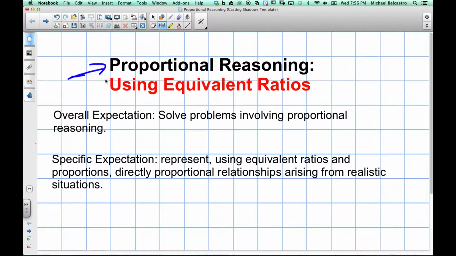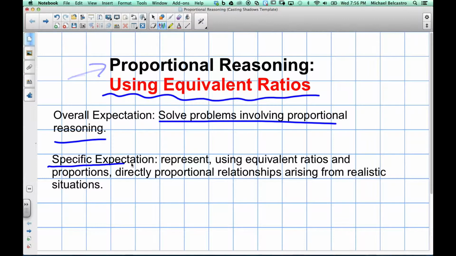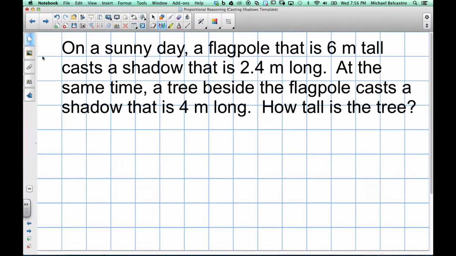We're looking at proportional reasoning, and the method we're going to use is equivalent ratios to solve this question. The overall expectation is to solve problems involving proportional reasoning, and the specific expectation is to represent, using equivalent ratios and proportions, directly proportional relationships arising from realistic situations. So here's our inquiry type question. We'll read through it once and then highlight the important stuff the second time through.